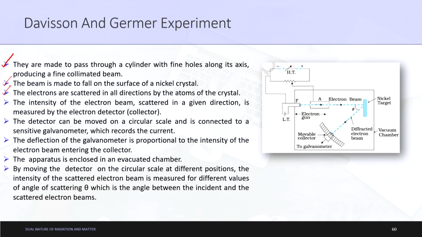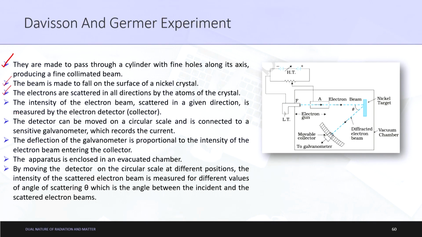Next, the intensity of the electron beam scattered in a given direction is measured by the electron detector. What it tries to say is, we are just trying to find out the intensity of the electron beam in one of the directions. So basically we have a fixed theta and we try to find out the value of intensity of the electron beam only in that direction. It may be possible to place the movable collector at this location, or at this location, but we are just trying to find out the intensity at some particular location. Basically we know the value of theta and we are trying to find out the intensity of the electron beam.